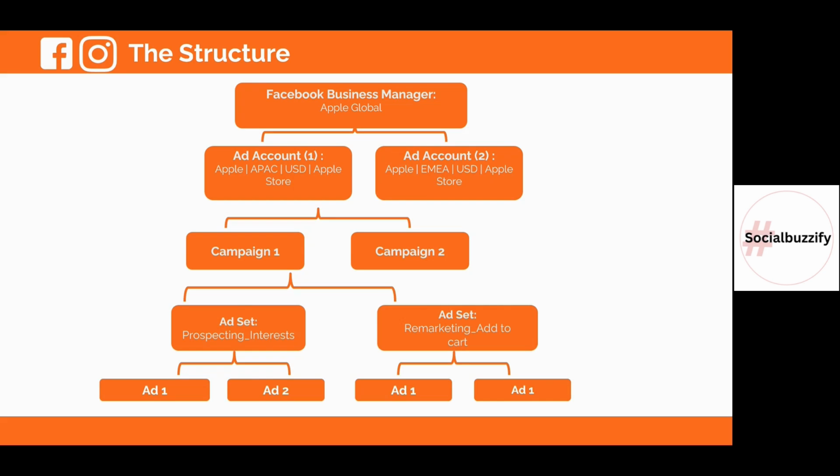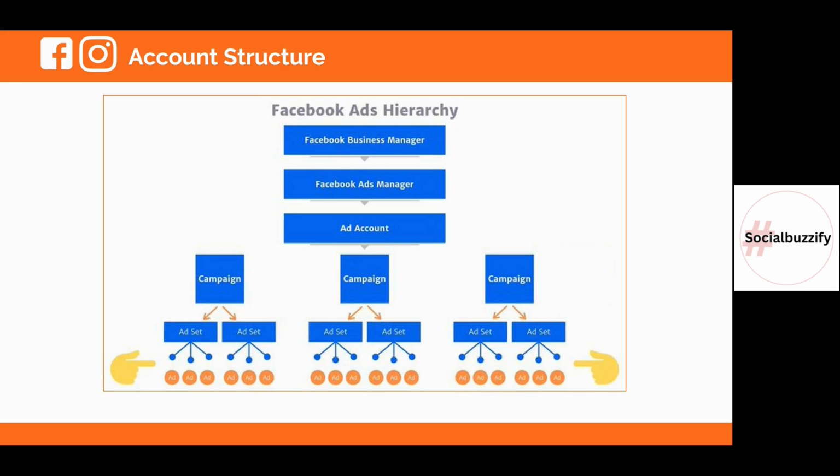So for example, if we are working for them as a company, we'll have a business account, which will be named Apple Global, under which they will have multiple ad accounts such as Apple APAC USD Apple Store as ad account one. And the other account would look like Apple EMEA USD Apple Store. So guys, this is what the account structure looks like. We have a Facebook Business Manager account under which we have Ads Manager accounts, and under each account you have multiple campaigns. Guys, it looks pretty simple. You just need to stay focused to understand all of these.